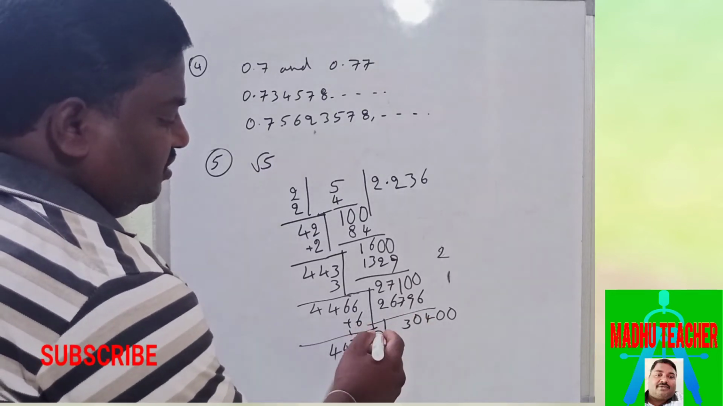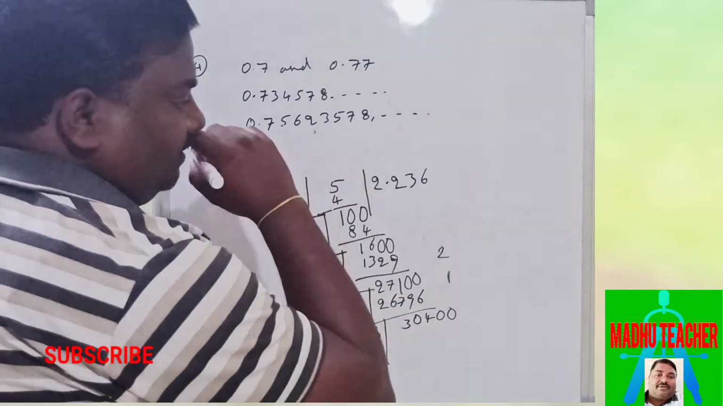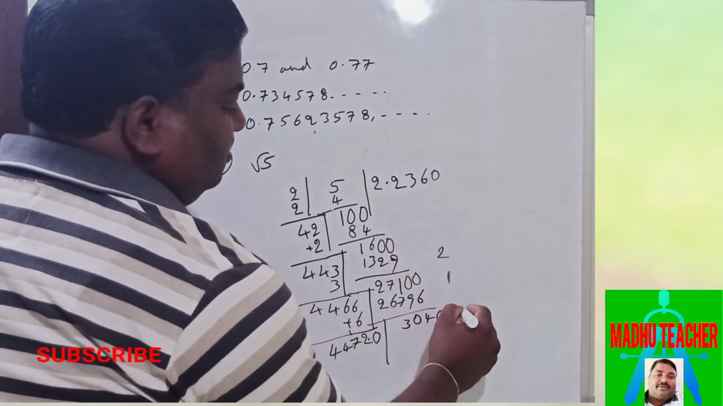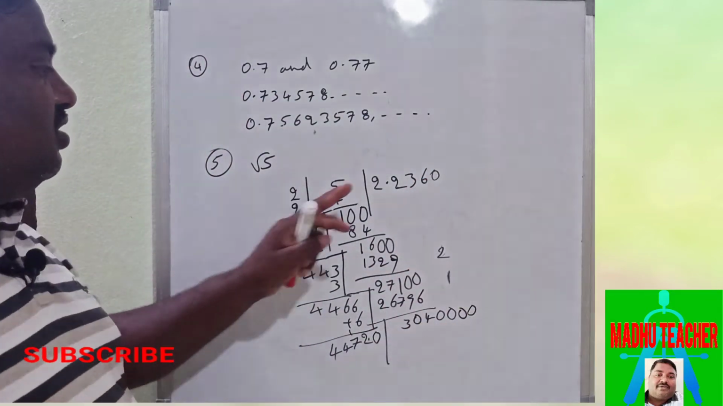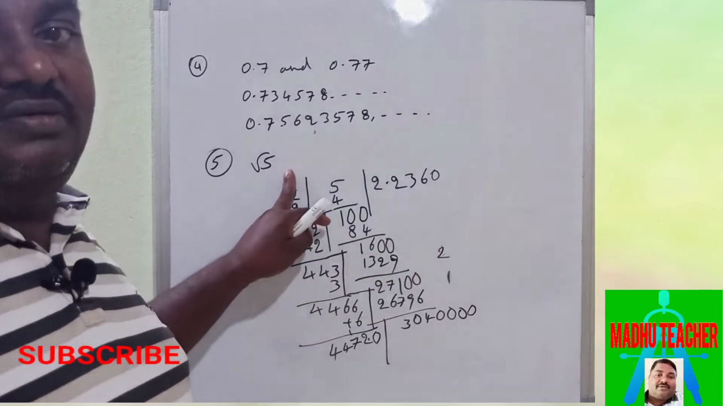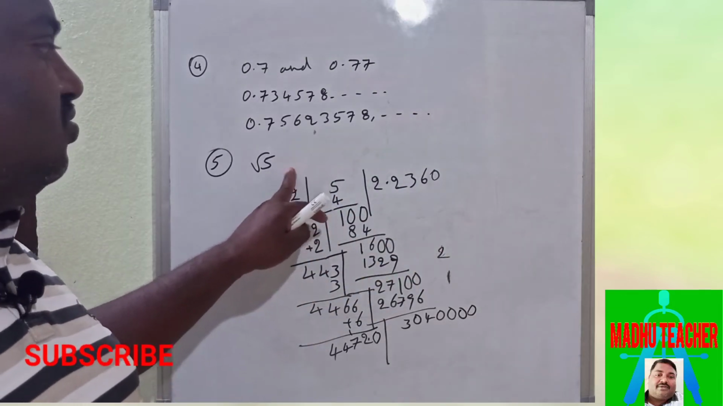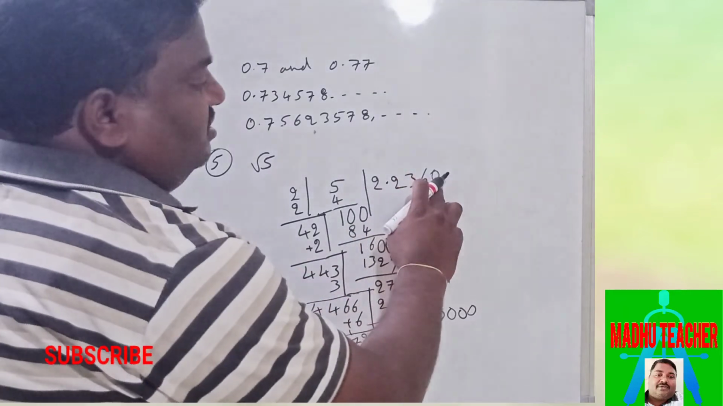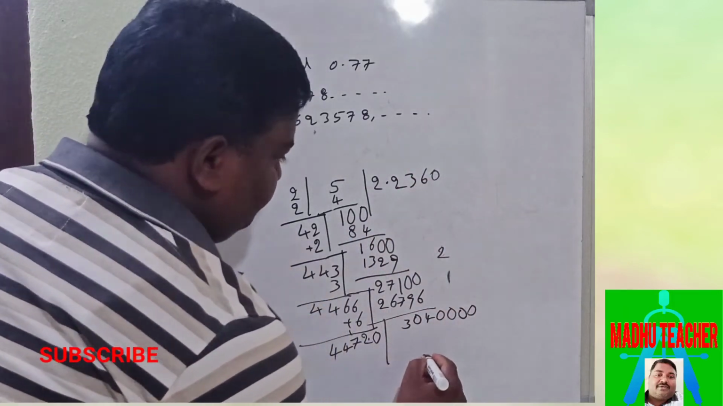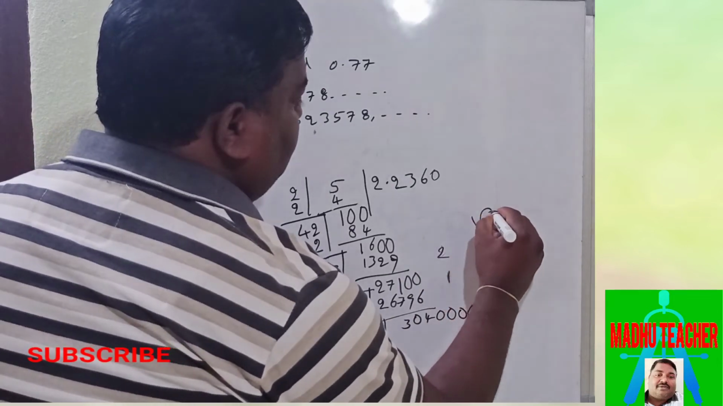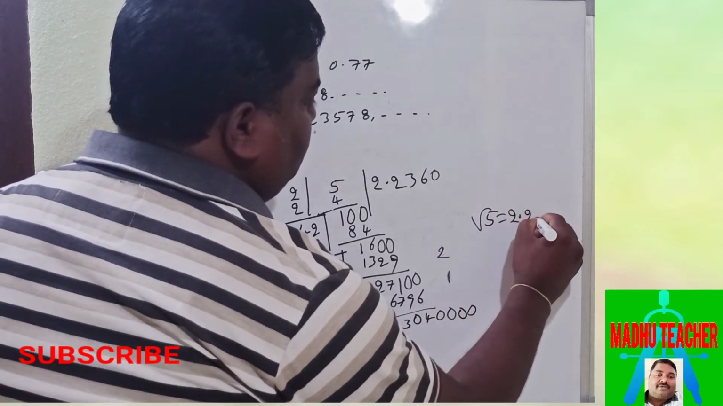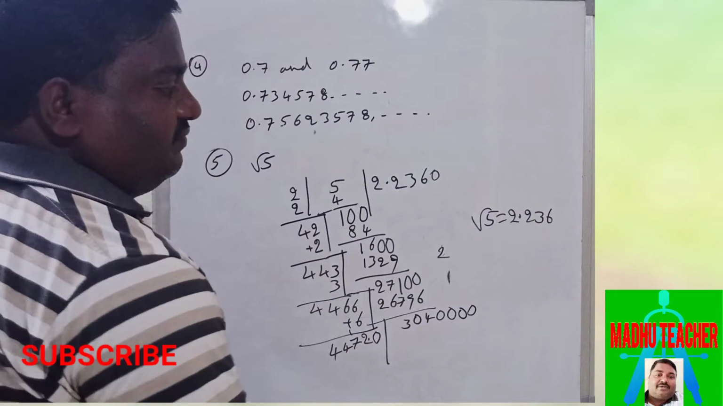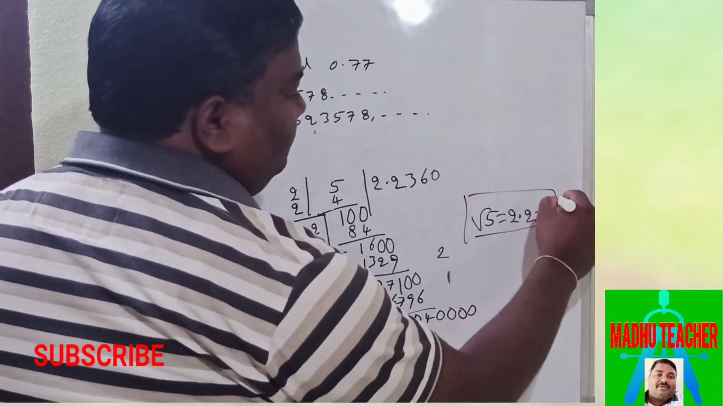That's why we have to take 0 here. Okay, taking 0, we'll get 3 zeros. Already we got 4 digits, but in our question asked only after decimal point 3 digits. So here the fourth digit is 0. So we can take root 5 equal to 2.236. This is the root 5 value.